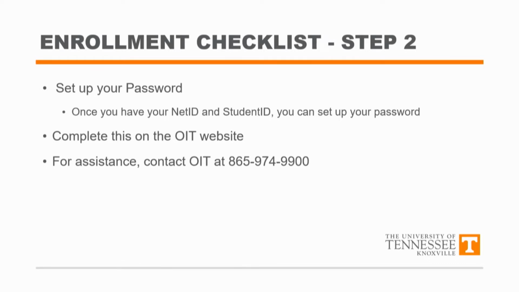So in terms of setting up your password, once you have your net ID and your student ID number, you're going to want to go to the OIT website. OIT is Office of Information Technology. So right when you go on their website, you're going to see an option to set up your password for your net ID, and it'll walk you through the steps there. But as always, if you need assistance, be sure to reach out to the Office of IT at that number there, and they'll be happy to walk you through that process. They'll also get you set up on what's called Duo Mobile, which is the app for two-factor authentication so that you can log in to all of your accounts at UT.